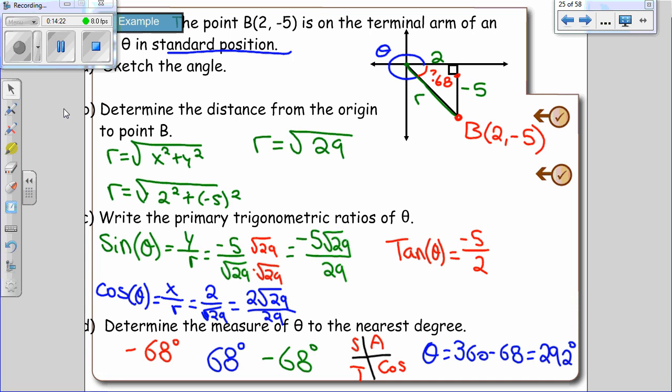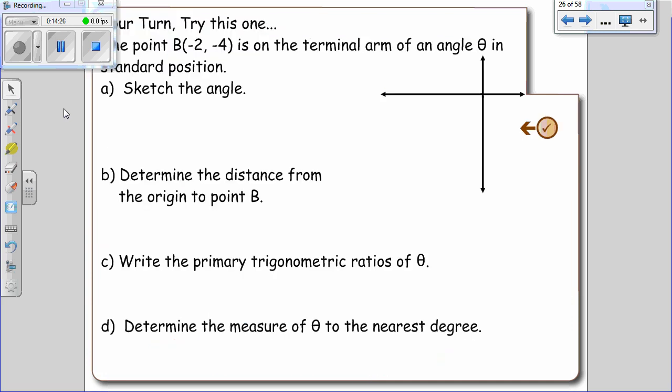All right, you try it. So here's a question. It's almost identical. You're going to have to draw it and build it and calculate it from start to finish. So go ahead, see if you can figure out where this thing is and what the angle is equal to.